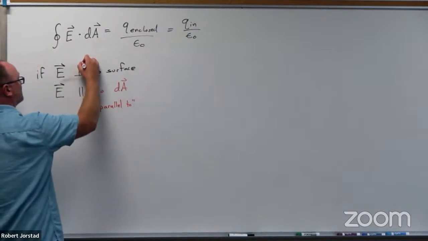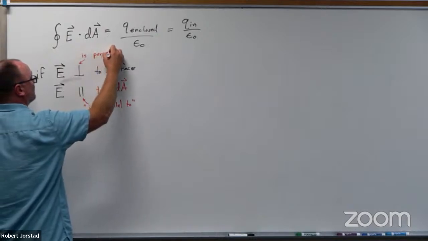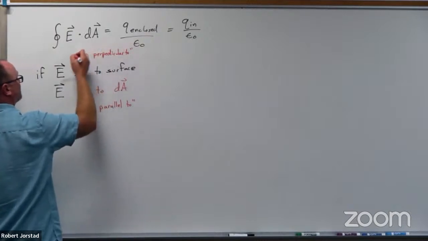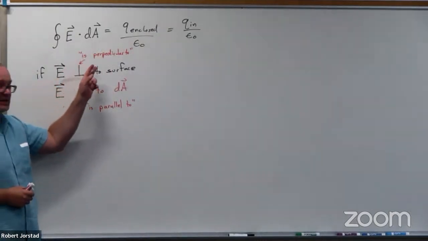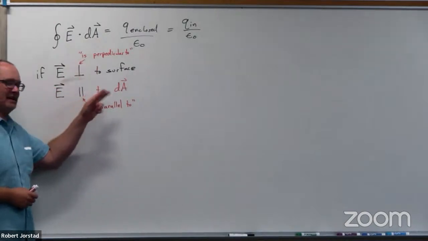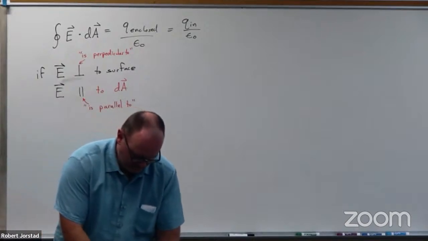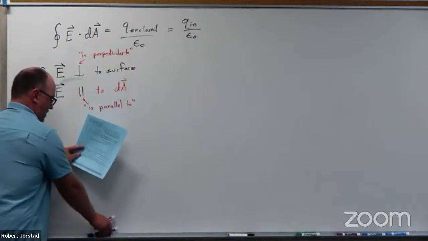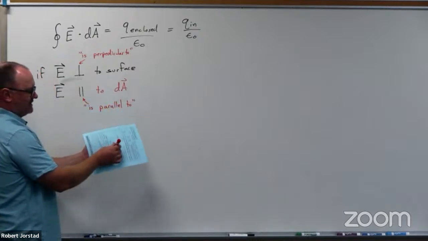And this symbol means is perpendicular to. Just in case you don't know that. So if E is perpendicular to the surface, E is parallel to dA. Remember, if you have an arbitrary surface like this piece of paper, we say the area vector points perpendicular to it. So that's just a definition.